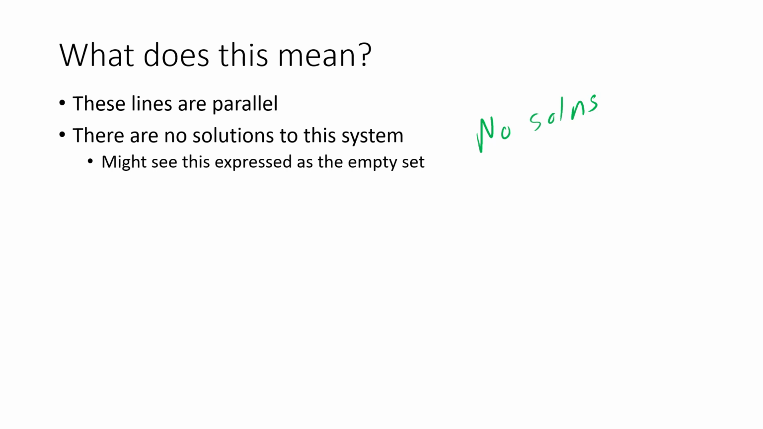But you might see it expressed as the empty set, okay? And so there's a couple symbols for the empty set. One is a 0 with a line through it. You might also see set brackets with nothing in them. And both of those are ways of saying there are no solutions. So the set of solutions is empty. Okay, and that is a bit more of an advanced way of expressing the idea that there's no solutions. Basically the set of all the points that could be solutions, that set has nothing in it. It is empty.